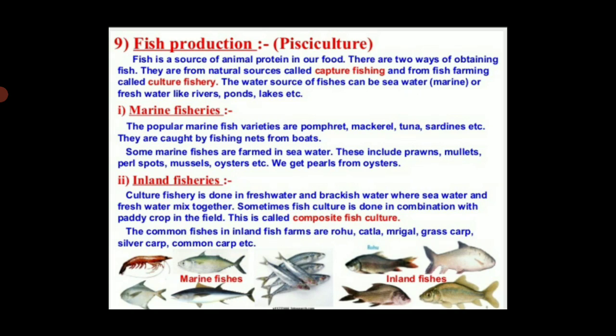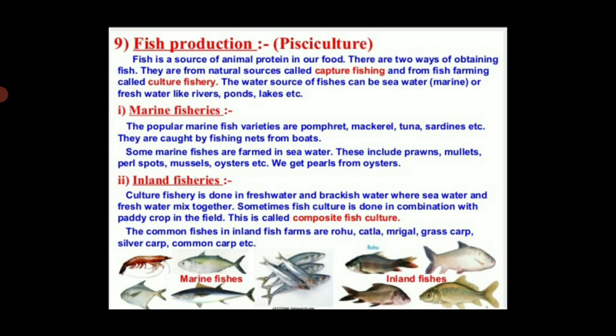Fish production. Fish is a source of animal protein in our food. There are two ways of obtaining fish. They are from natural sources, called capture fishing, and from fish farming, called culture fisheries. The water sources of fishes can be seawater or freshwater like rivers, ponds, lakes, etc.